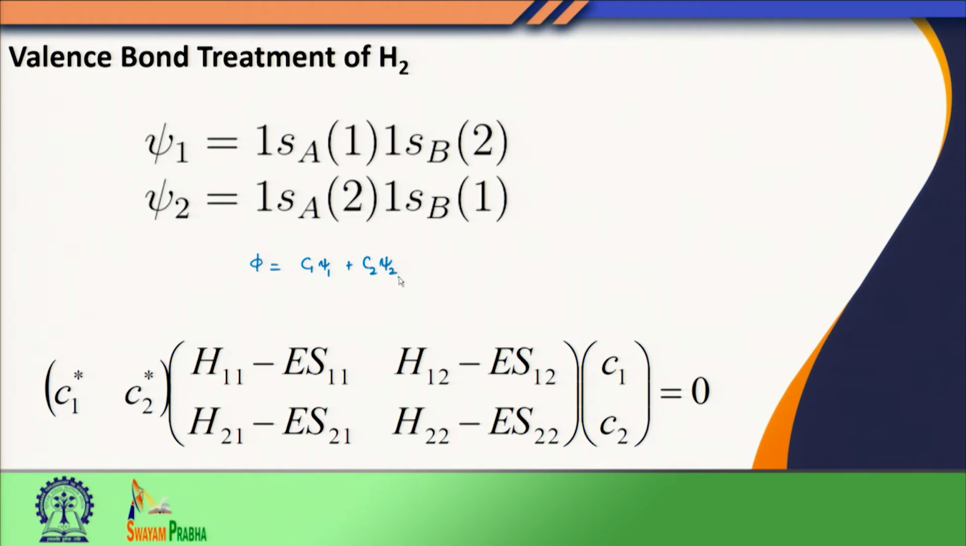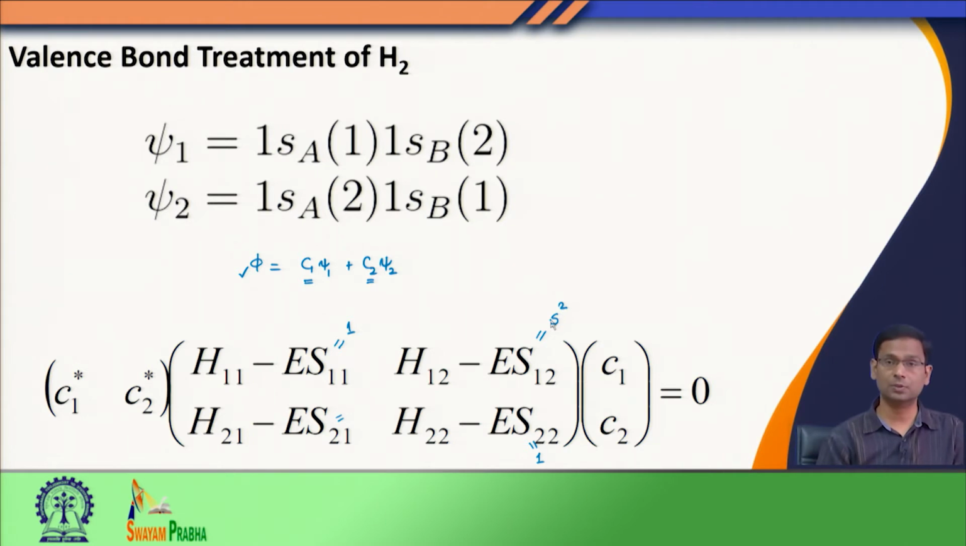Since psi 1 and psi 2 are known, the only unknowns are now C 1 and C 2. Since we have described our trial function as a linear combination of two functions, the linear variational principle tells us that we have to solve this 2 by 2 matrix problem, where the matrix elements are given here. In the last class, we discussed the overlap integrals: S 1 1, which turned out to be 1, similar to S 2 2, and S 1 2 and S 2 1, which turned out to be S square, where S is the overlap integral between the 1s orbital of atom A and the 1s orbital of atom B.